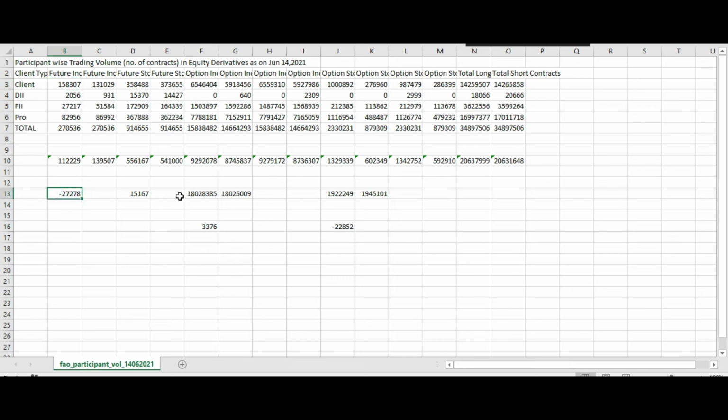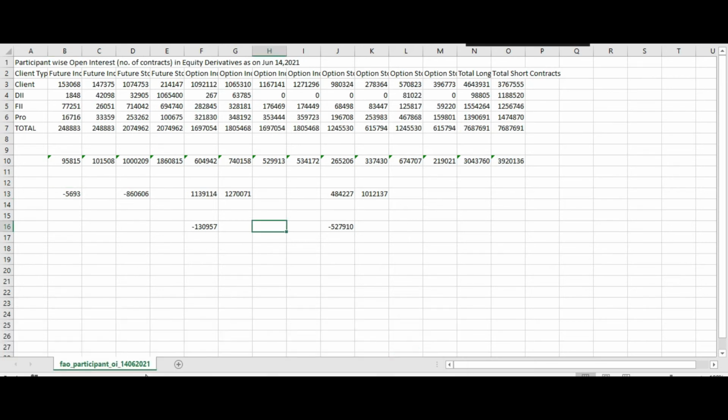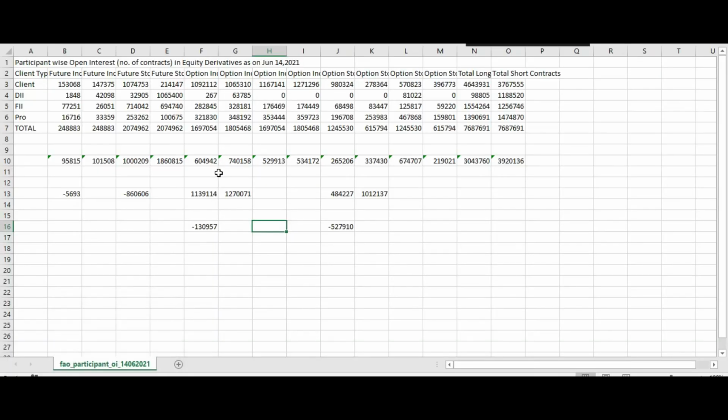The intraday activity is phenomenally on the short side, and it is 27k contracts dominating on the short side. So, although the market has risen up from the fall, still 27k contracts are added. That means it is a lot heavier than just what you get to see on the one-sided market, right?